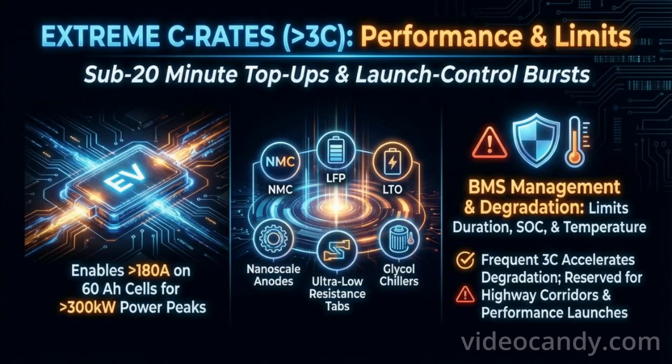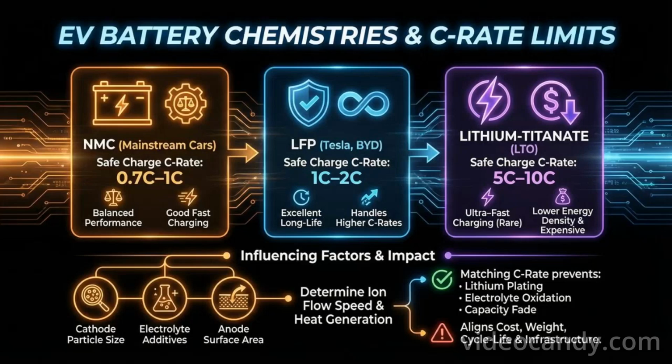Similarly, ultra-fast DC chargers, such as 350 kilowatt stations, can push charging close to 3C for short periods, depending on the battery chemistry. Different battery chemistries have different safe C-rate limits.